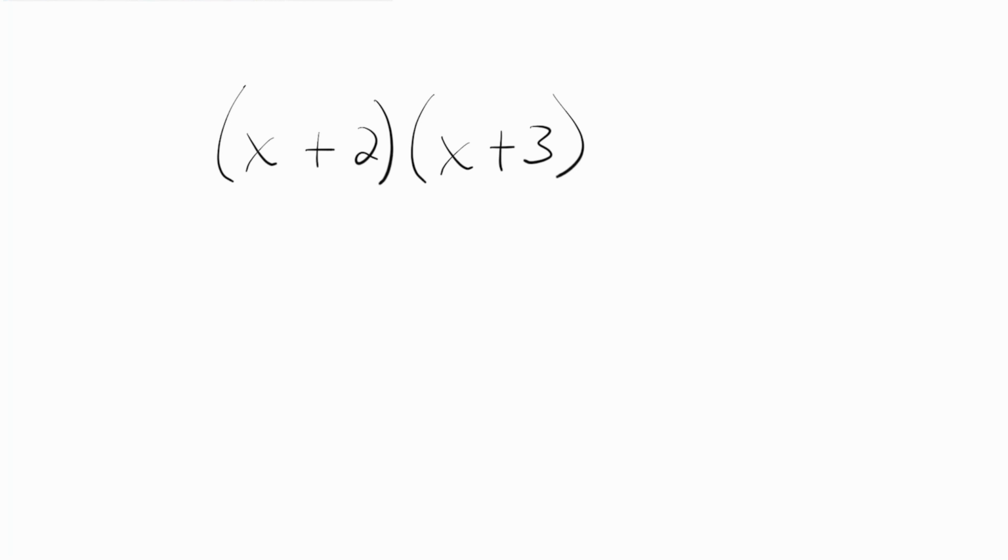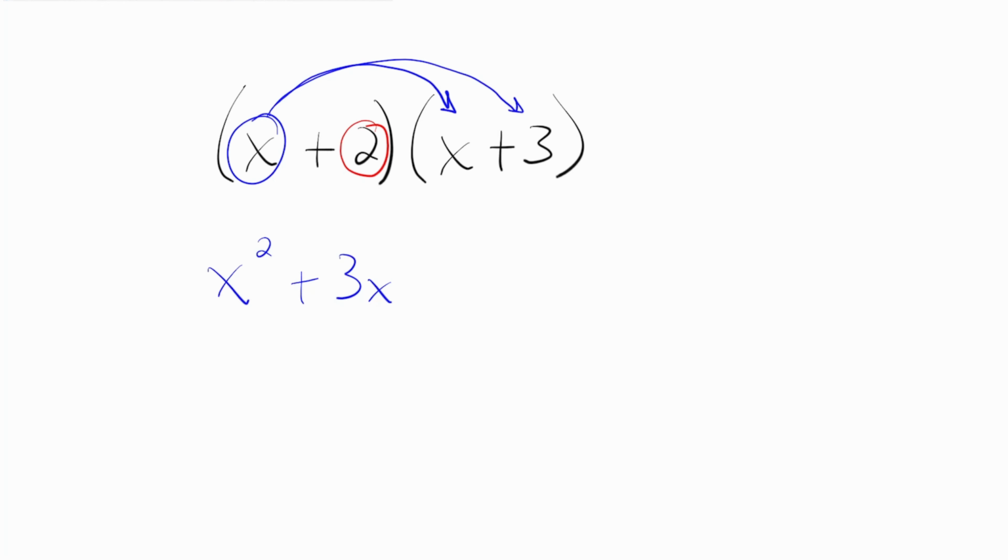Now, some people prefer another method, so I just want to go over it with you right now. If we take this same problem, we can just take that first term, x, and multiply it times both of the other terms in the other parentheses, getting us x squared plus 3x. And then we can take the second term and again multiply it times both of the terms in the other parentheses, getting us positive 2x plus 6.